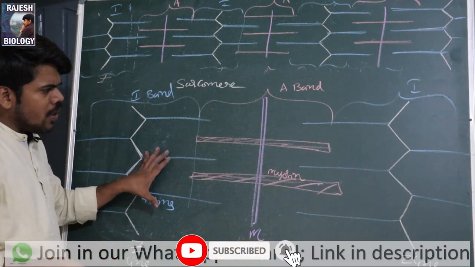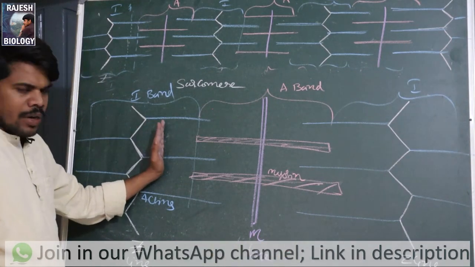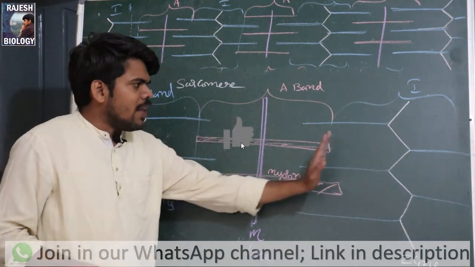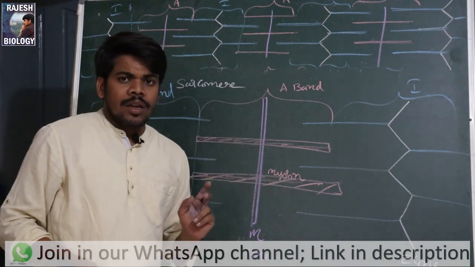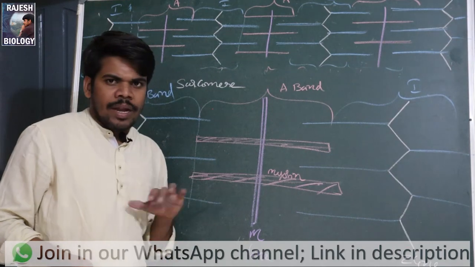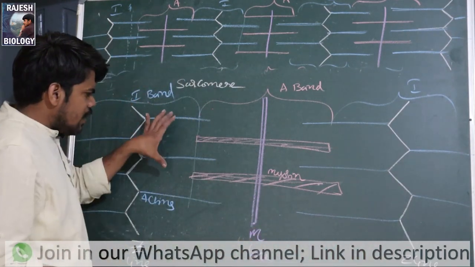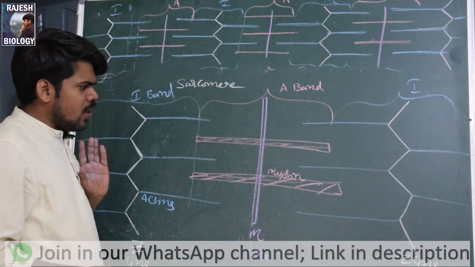So how does the sarcomere form? One half of the I band on one side, the full A band, and the remaining half of the I band. Two halves of the I band and one full A band. This is the sarcomere structure between two G lines.